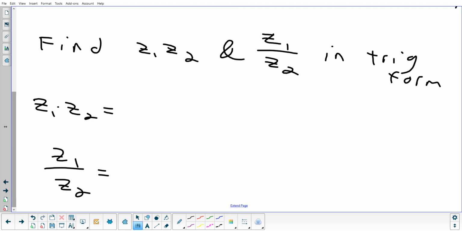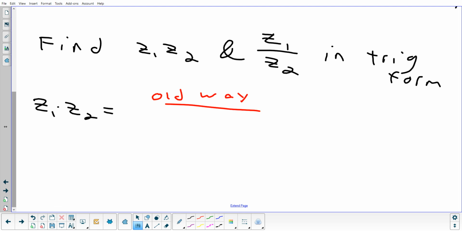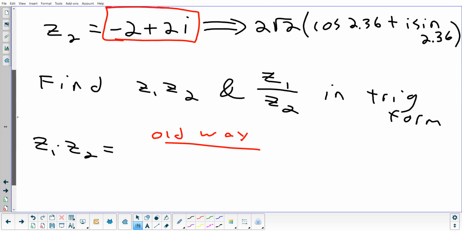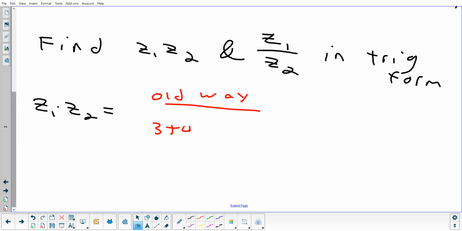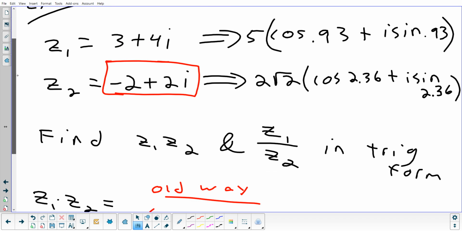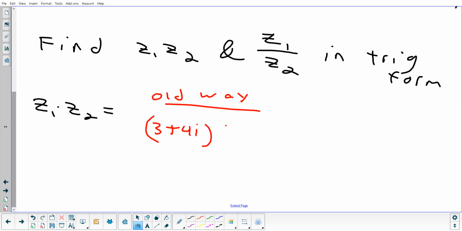All right. So I'm not going to do the multiplication the old way and the new way, and the division the old way and the new way. Let's just do that for the multiplication. So this is the old way. Z1 is 3 plus 4i, and Z2 is negative 2 plus 2i.